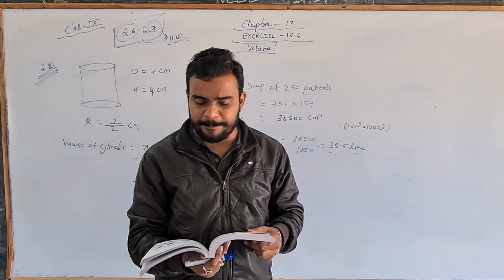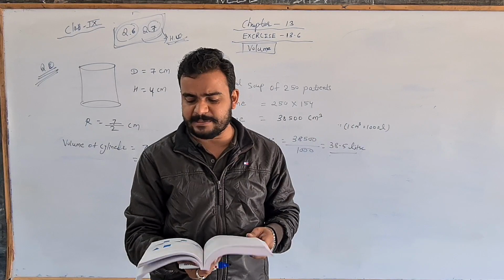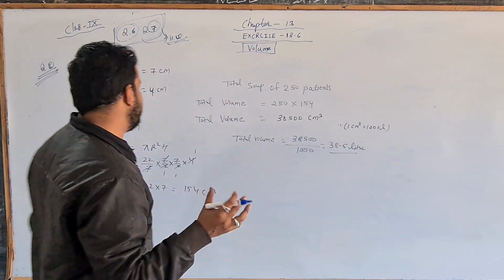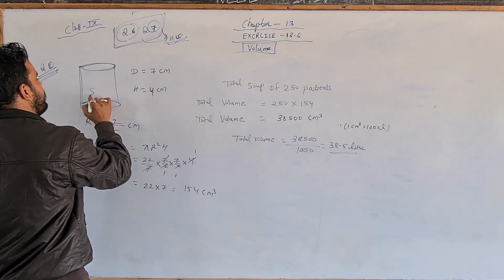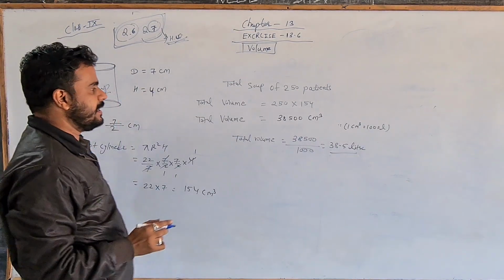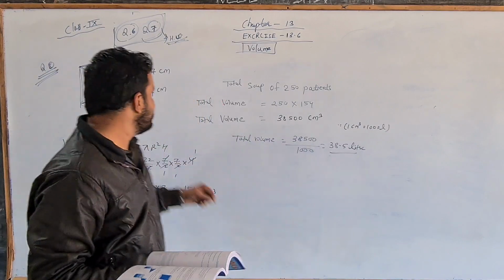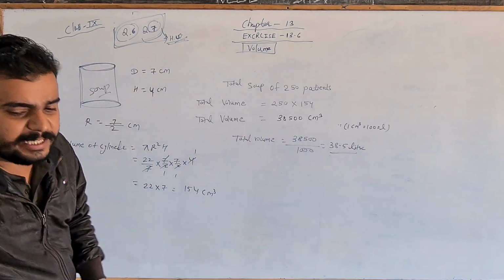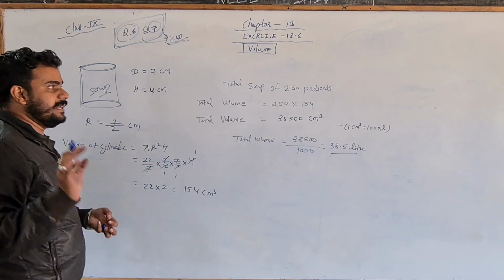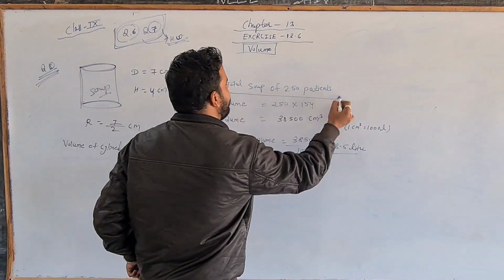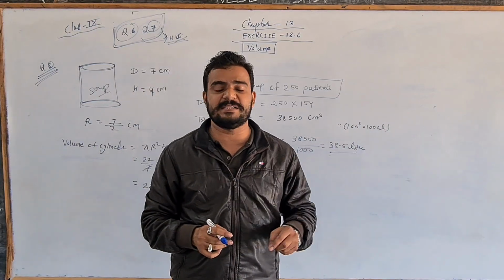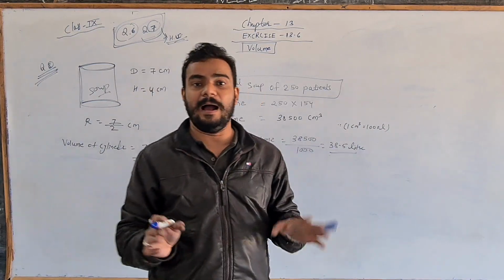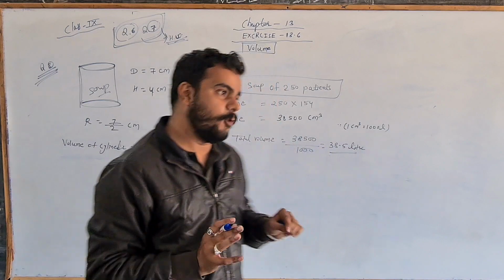So the 8th question: a patient in a hospital is given soup daily in a cylindrical bowl. The diameter is given as 7 centimeter and the height is given as 4 centimeter. The question is asking how much total soup is required for 250 patients. So in the hospital there are 250 patients. For 250 patients, how much soup do we require for that hospital?